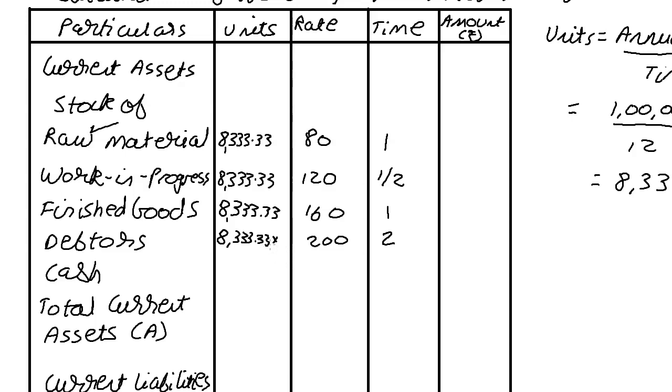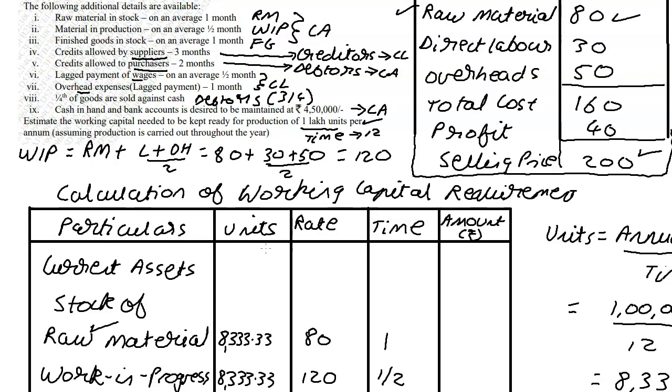Alright, so I'm just going to make it a little neater. I hope my handwriting till here is readable. Okay. We have 8,333.33 into 3 by 4. Alright, so throughout into 3 by 4. Why? Because 1 by 4 belongs to cash. Now, cash in hand and in bank is desired to be at 4,50,000.